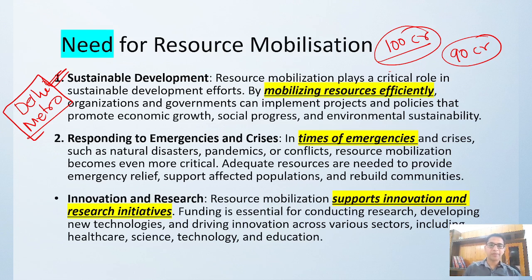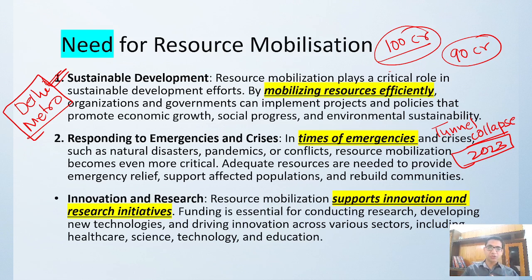Then responding to emergencies and crises. Why do we need resource mobilization? During an emergency, we need certain resources. Take the tunnel collapse that happened during last Diwali, 2023, in Uttarakhand. For that, we had to mobilize resources from America, from Indonesia, and from various other places. The process took around one month. People were totally trapped inside that tunnel. So during the time of an emergency, we need resources.